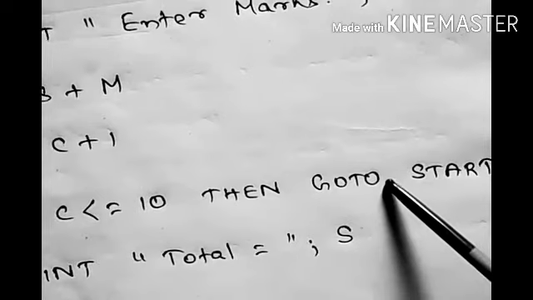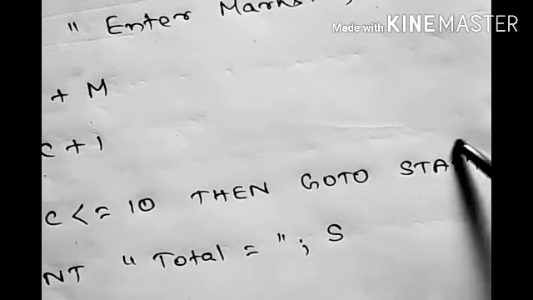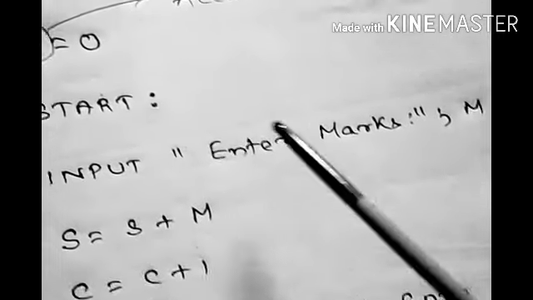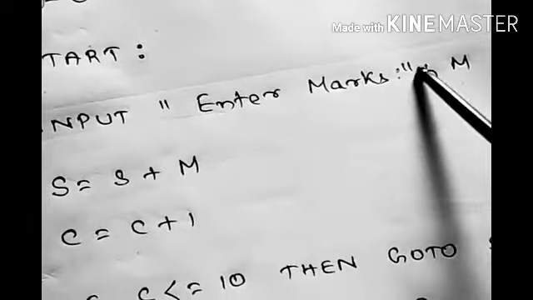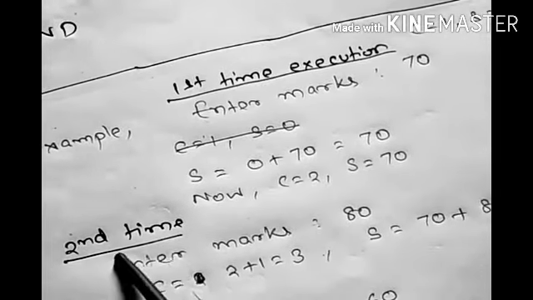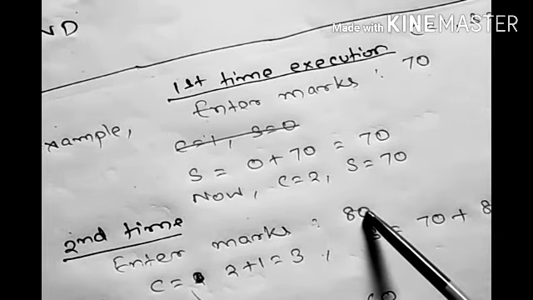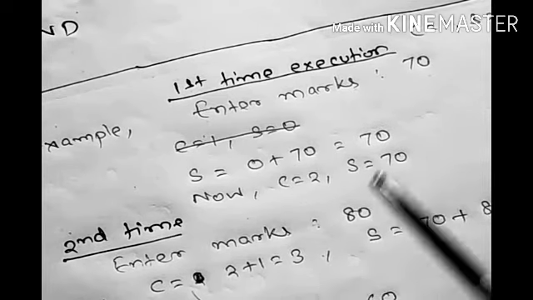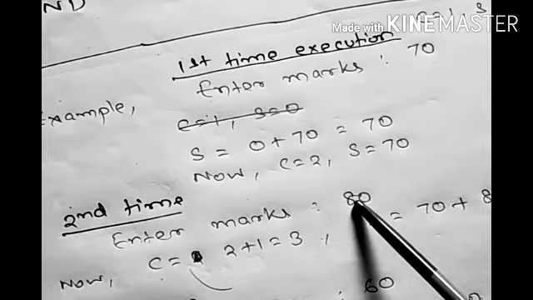Go to start means it is jumping, it is a jump statement. That means it will jump to this particular label only, not anywhere else. So it will come to this line only, and it will execute from here again. Again it will ask for marks, the second time execution. Now you give 80, suppose this time another subject; previously suppose it was physics, now it is chemistry. Now you have entered marks 80.